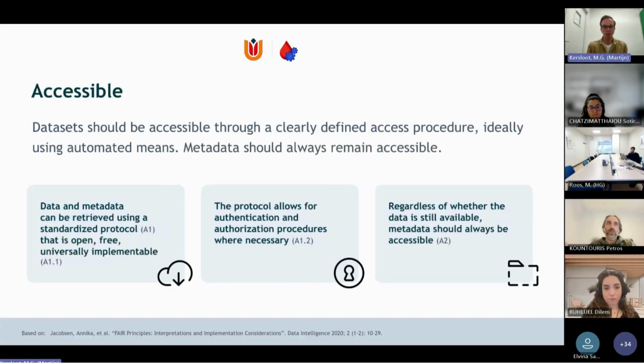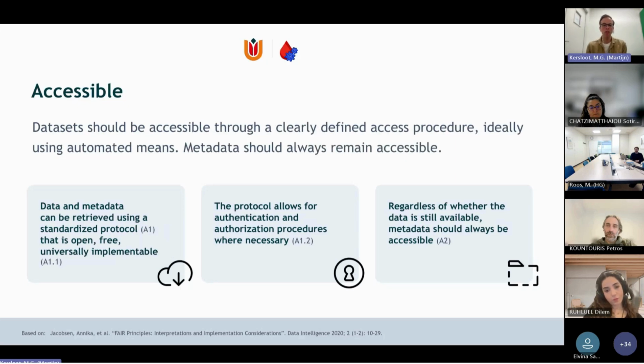Moving on to accessibility. So data sets should be accessible with a clearly defined access procedure. So again, not open access specifically, but a clearly described procedure. And the metadata should always be there, even if the data is not there yet. So here we have two main principles. The data and the metadata should be retrievable using a standardized protocol. So it should not be some custom script that you've written to get access to the data, but a standardized protocol like the internet, where you can retrieve data, which is open, free and universally implementable. So again, not some arbitrary standard, but something that others can use as well in your domain.